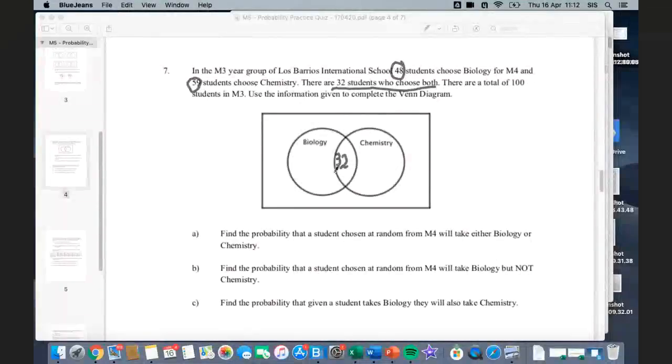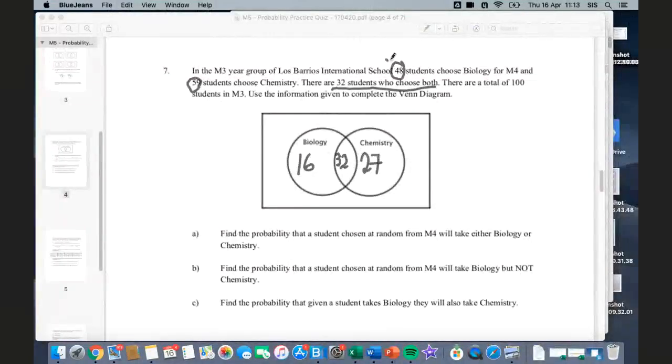So to get the remaining number in the biology section, what we need to do is 48 minus 32. So that's going to be 16, because these two now add up to give the required 48. And then in this section here, we need these two to add up to give 59. So we do 59 minus 32, which I believe is going to give you 27.